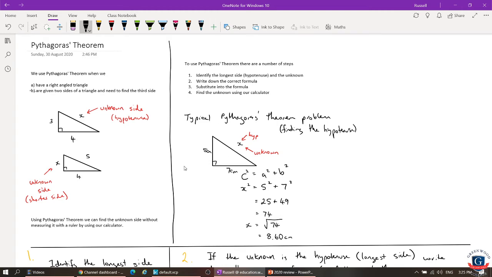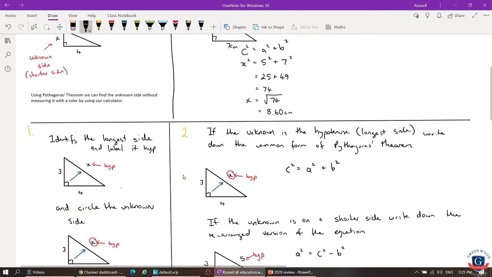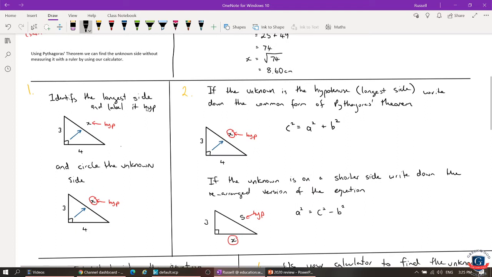Now let's go through the 4 steps one at a time. So step 1, identify the longest side and label it hypotenuse. The longest side is always opposite the right angle, so if you draw a little arrow from the right angle, it'll identify this as the longest side, and then we write hypotenuse next to it. Hypotenuse is just a fancy maths word meaning longest side. And the other thing we should do is circle the unknown side. So this is the unknown side, that is the unknown variable, I have circled it. Funnily enough, it's also on the hypotenuse this time.